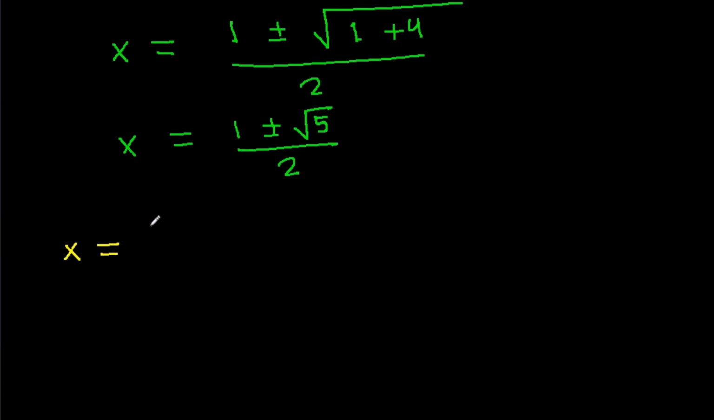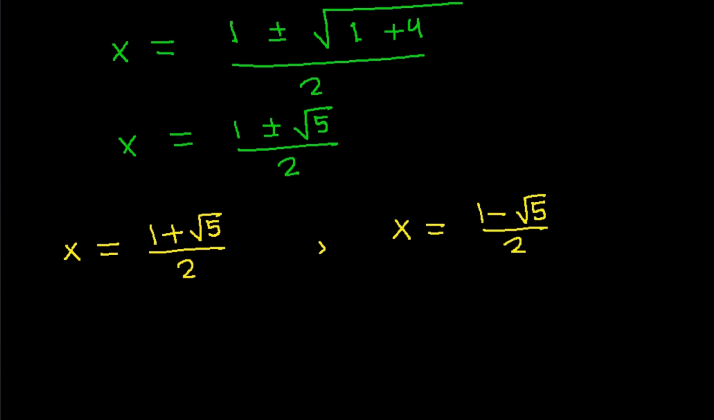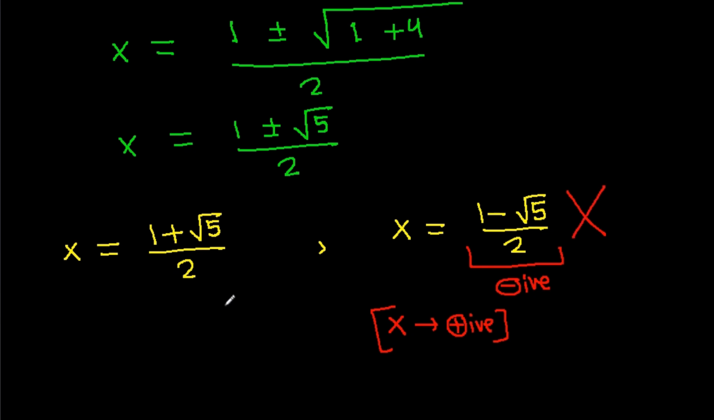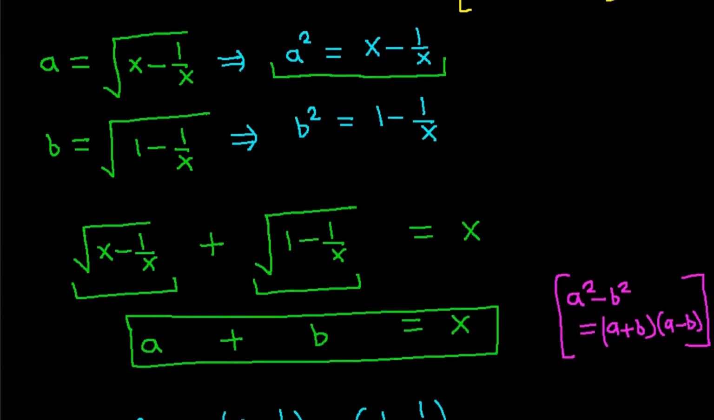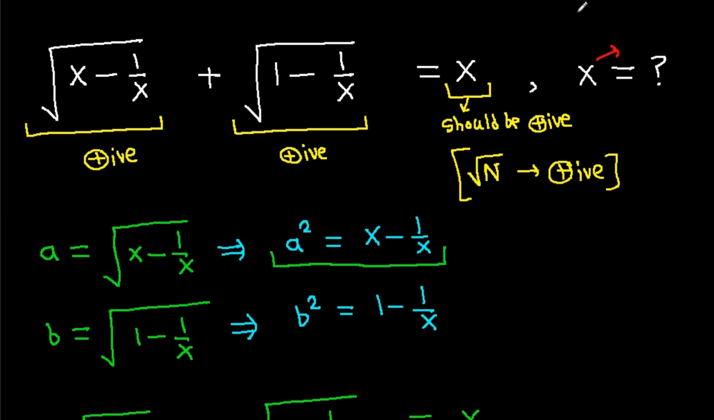So we get x is 1 plus square root of 5 by 2, and x is 1 minus square root of 5 by 2, and we know that x is positive and this is negative, so it is not possible. That means x will be equal to 1 plus square root of 5 by 2.